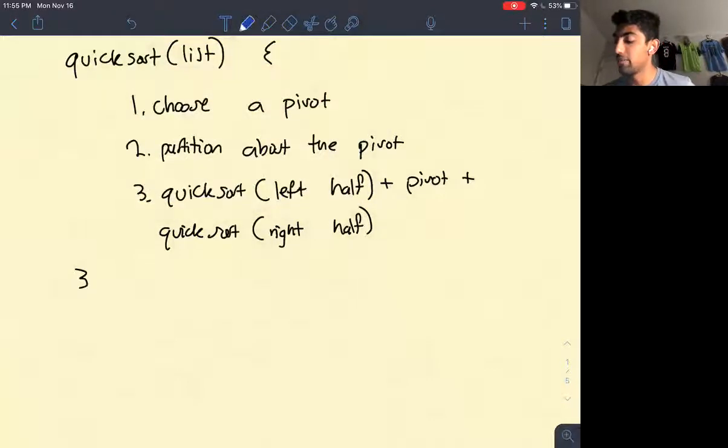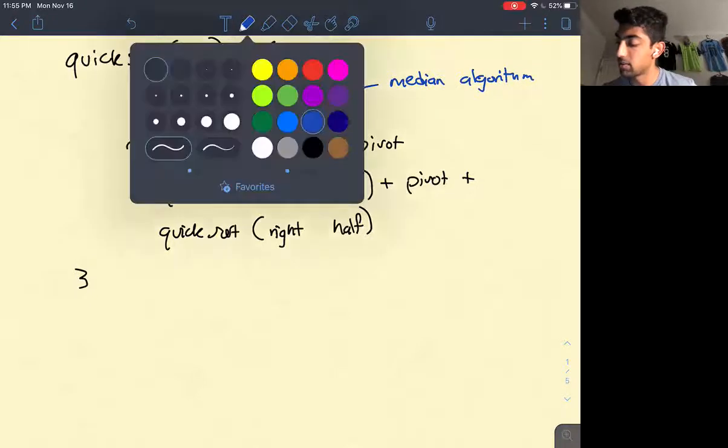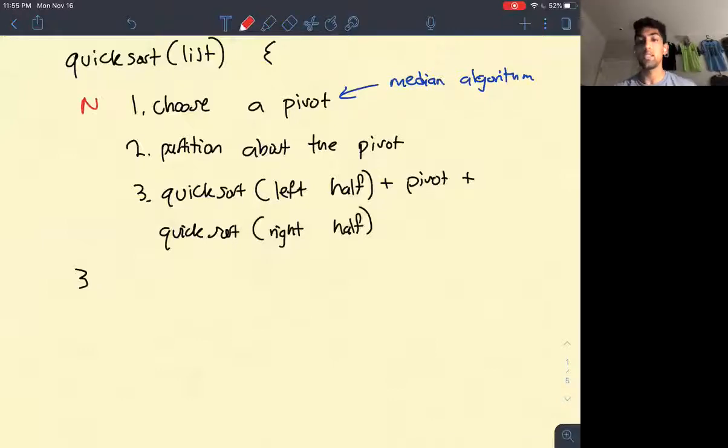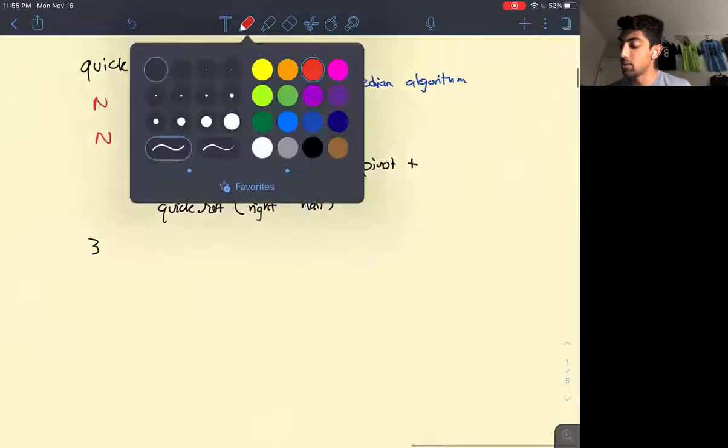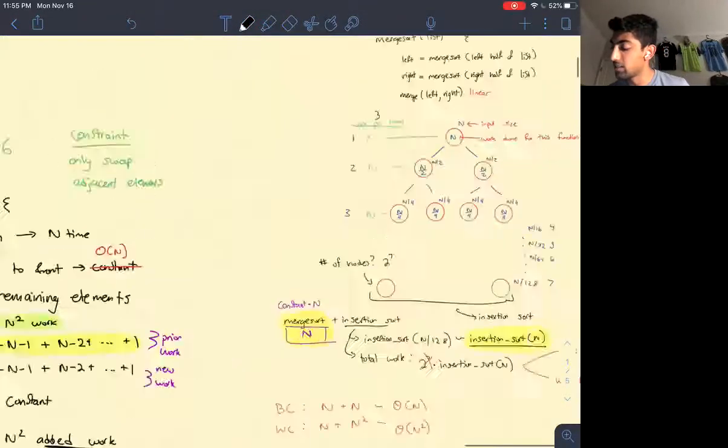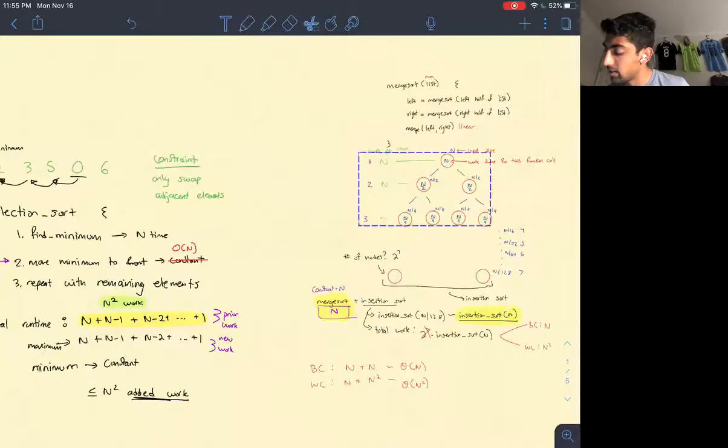Okay, so we know that choosing a pivot, when we use the median algorithm, will take us n time. Partitioning about the pivot will also take us n time, right? And then we call quicksort on the left half and quicksort on the right half. So with this quicksort algorithm, we get a very similar recursive tree from the previous part. I'm going to quickly copy paste that.